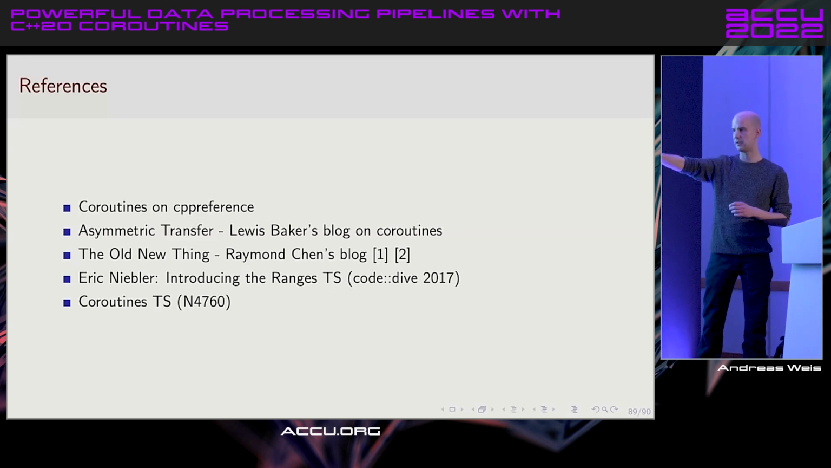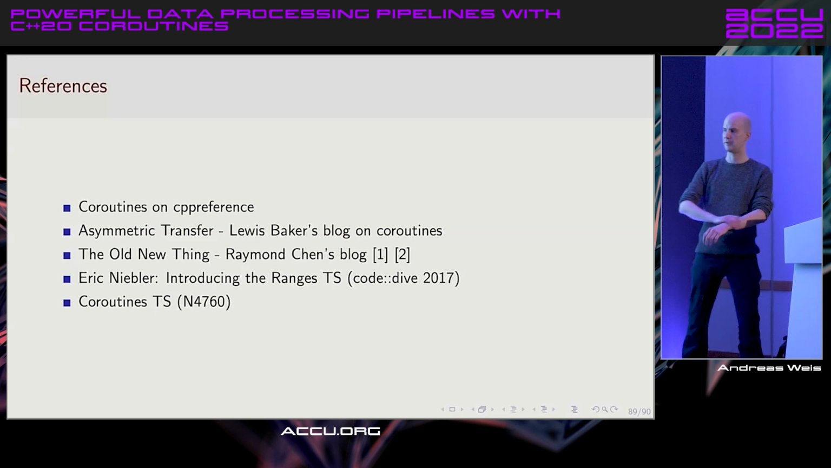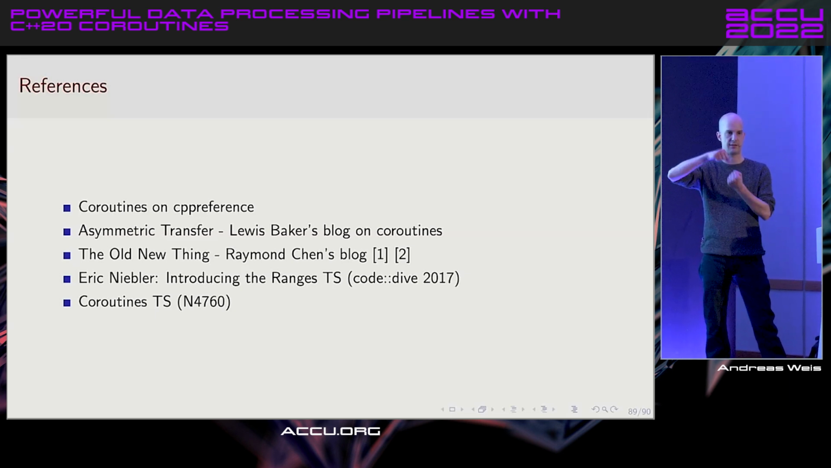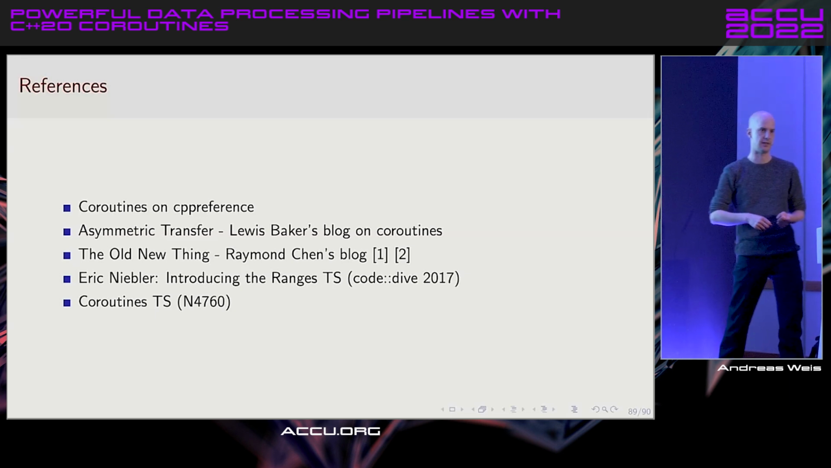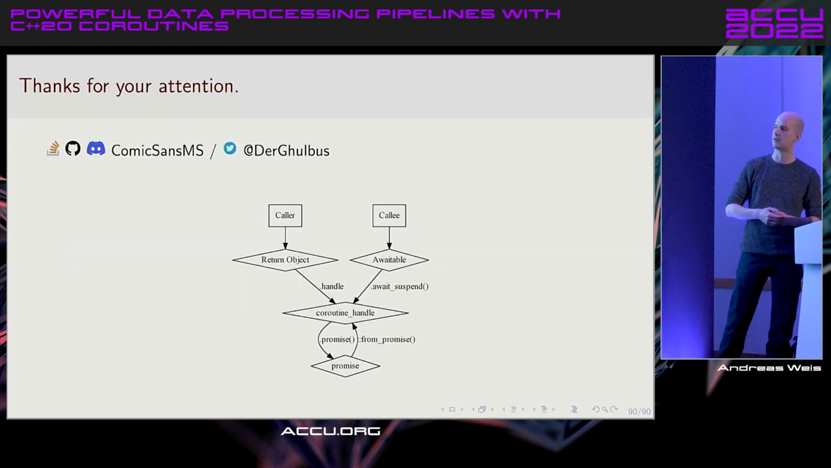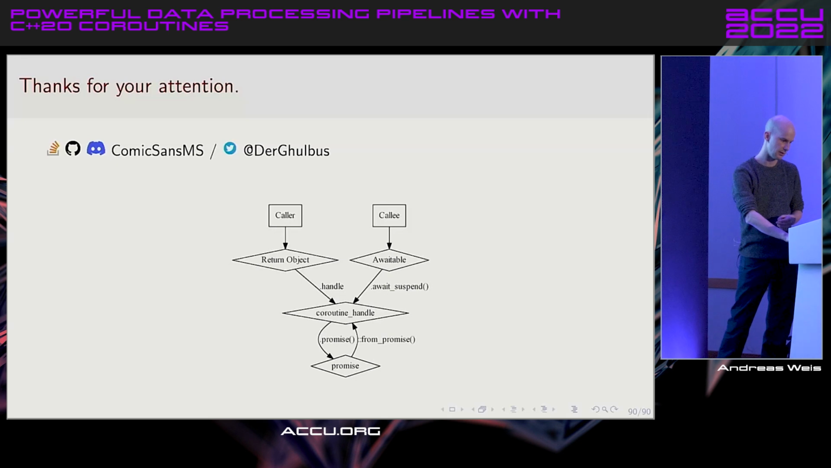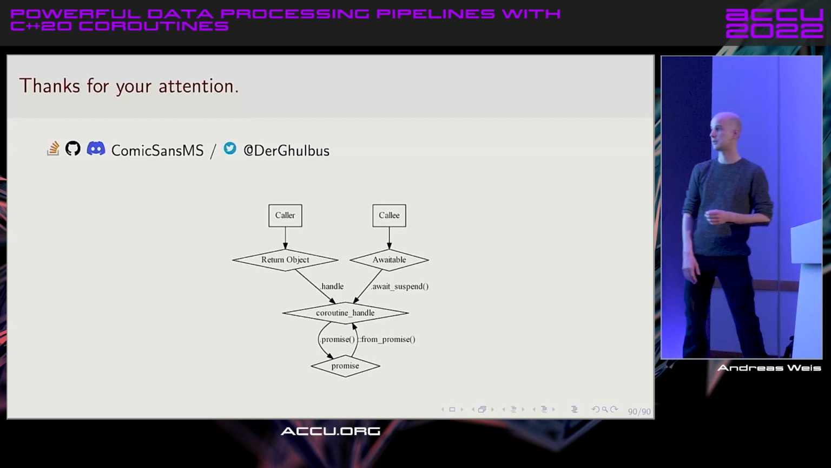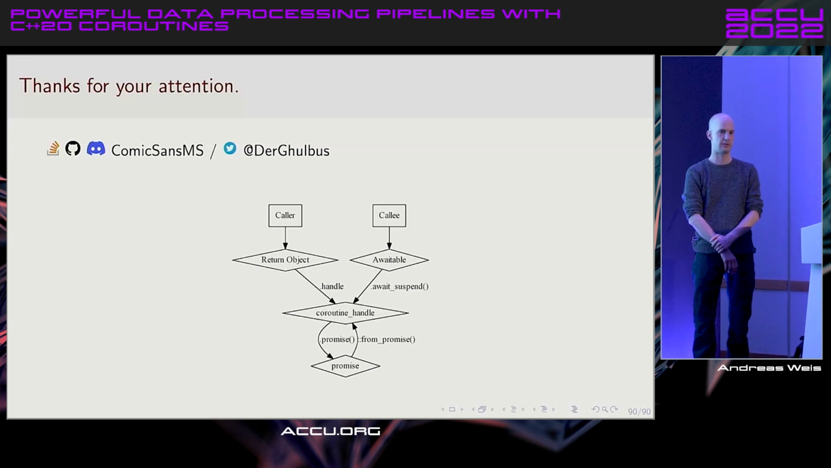And in the end, the coroutines TS. It's also slightly outdated, but it's at least one document that describes everything, in standardese, how it's supposed to work. So it can be a good starting point, but just keep in mind it's not the latest state. That's it. I'm happy to take questions if you have any.